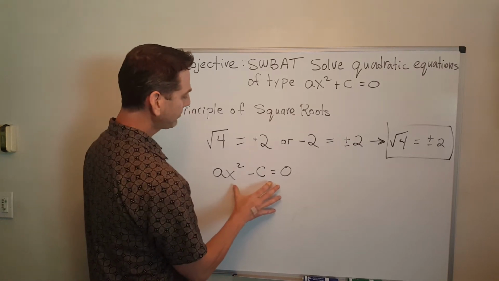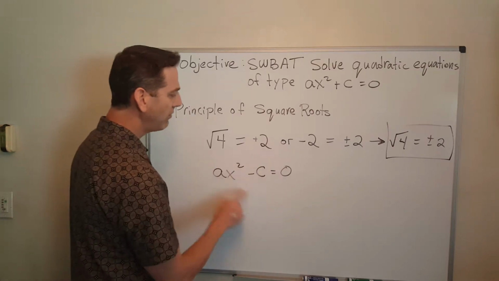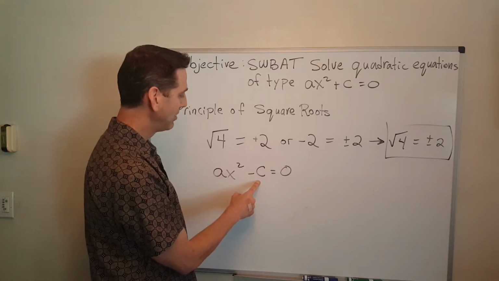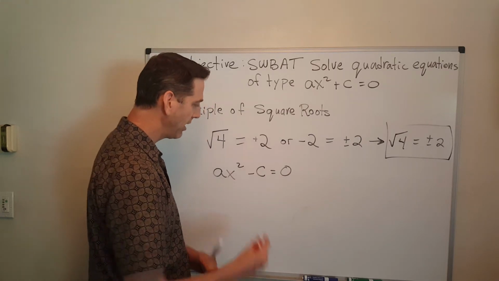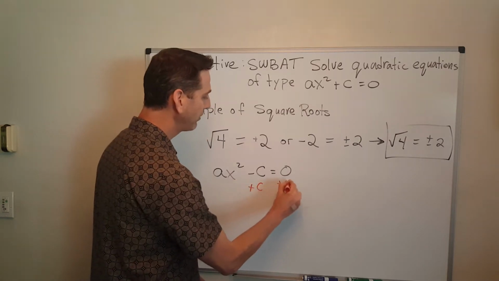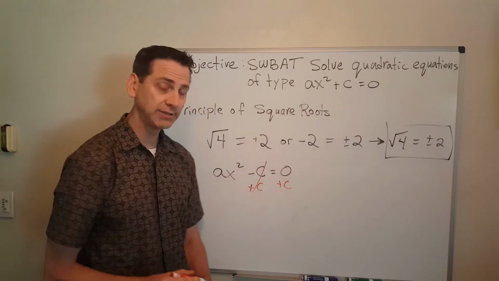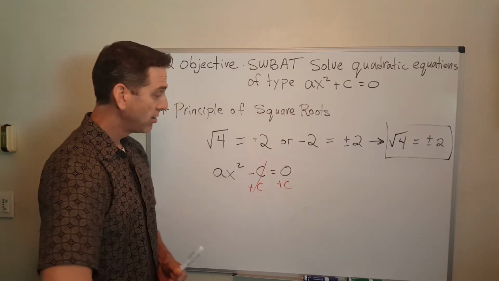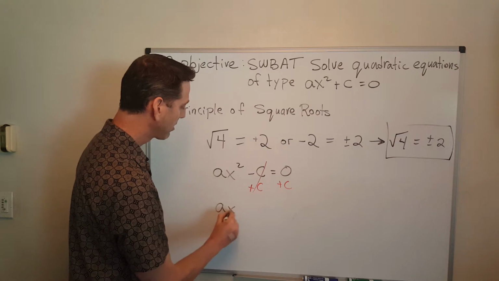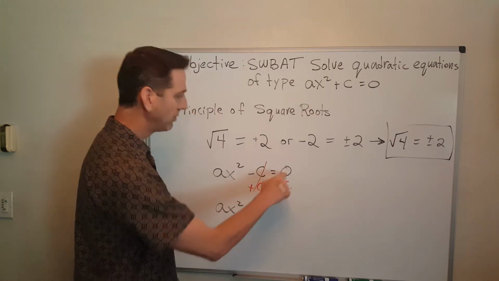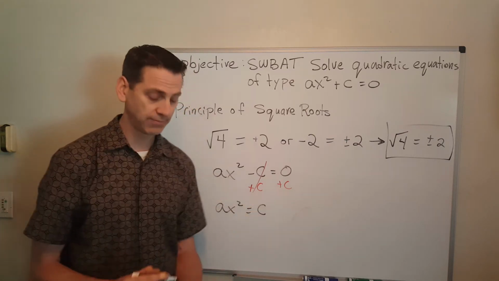Let's go ahead and solve this. This is just a constant, and I don't have any b term to worry about. So I'm just going to add c to both sides. That's going to cancel: negative c plus c is 0. So what am I left with? I'm left with ax squared equals, well, 0 plus c is just c.